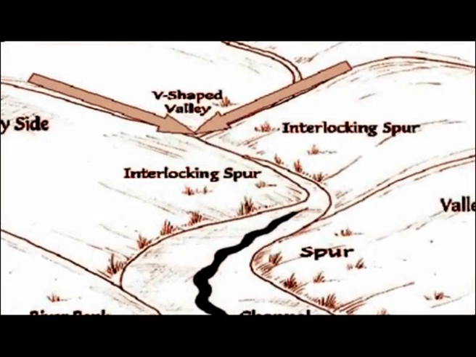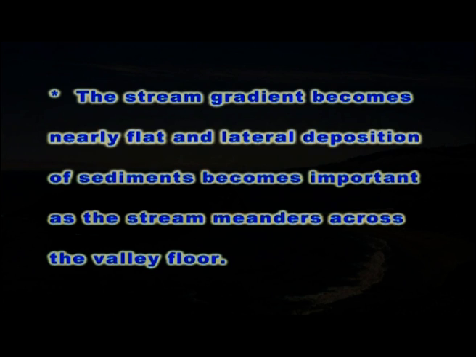In the earliest stage of stream erosion, the erosive activity is dominantly vertical. During this stage, the valleys will have a typical V-shaped cross section and the stream gradient is relatively steep. When some base level is reached, the erosive activity switches to lateral erosion, which widens the valley floor and creates a narrow flood plain. The stream gradient becomes nearly flat and lateral deposition of sediments become important as the stream meanders across the valley floor.